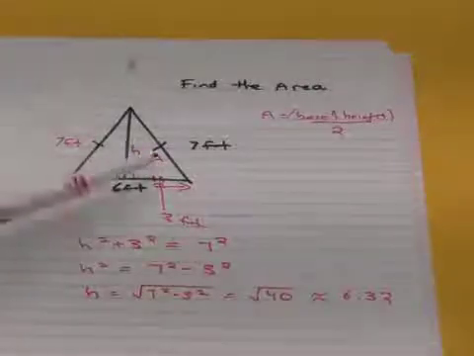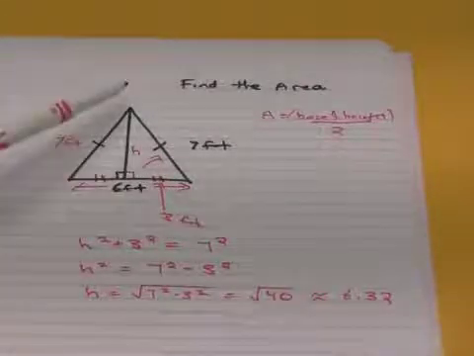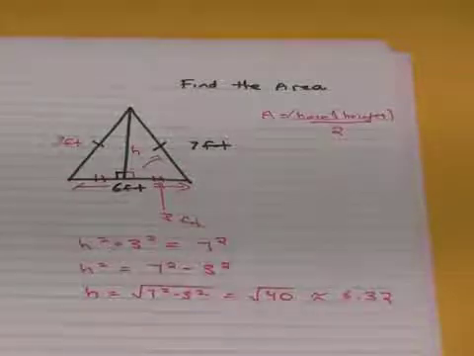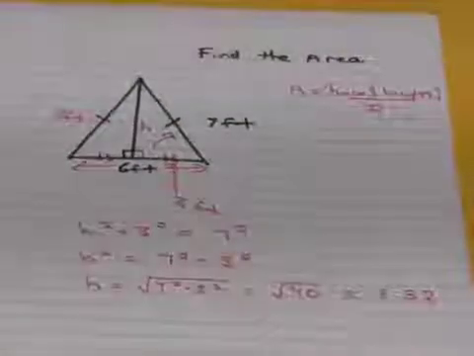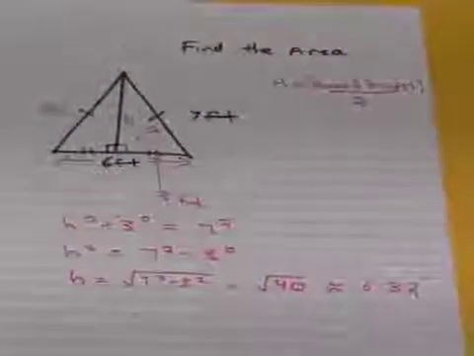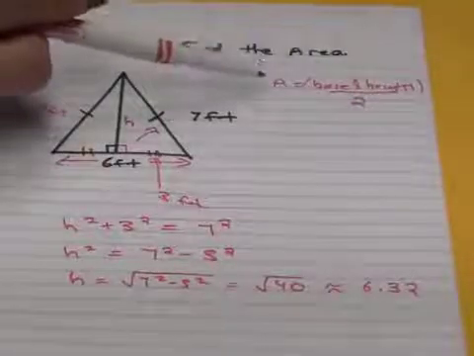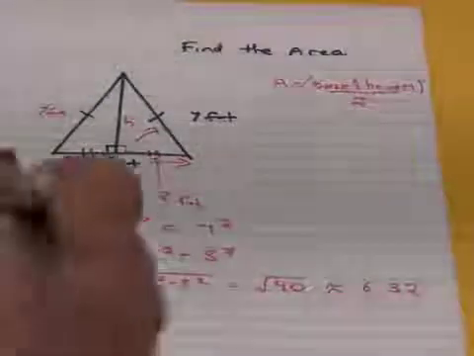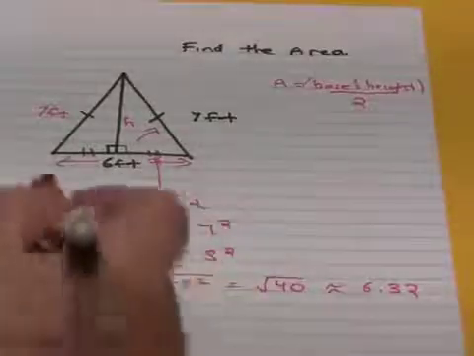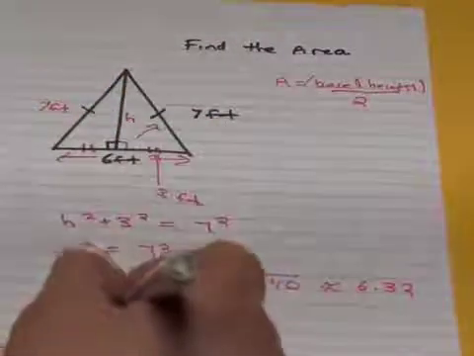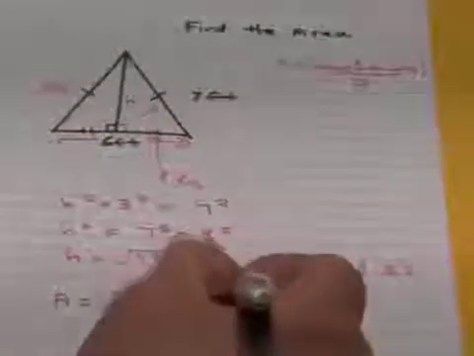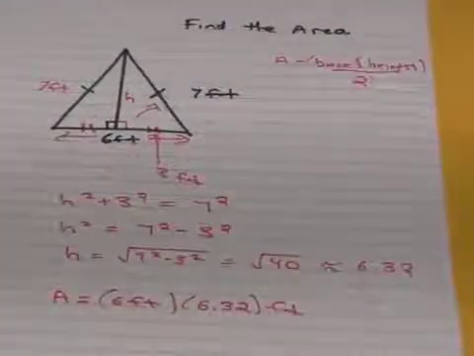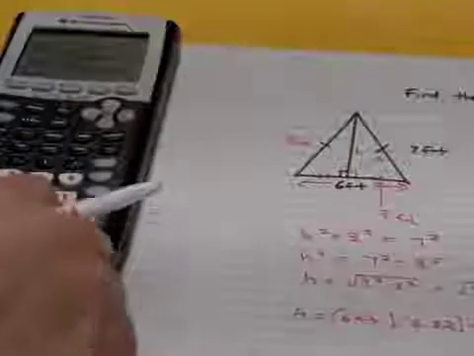Once we had that, we had enough information in this isosceles triangle to use the Pythagorean theorem. But we had to do a lot of work first. I almost forgot. I was so busy finding the height, I forgot why I was finding it. I was finding it so I could find the area of the triangle. The area of the triangle is the base, the whole base, 6 feet, times the whole height, 6.32 feet. And I'm going to do that on my calculator. 6 times 6.32.